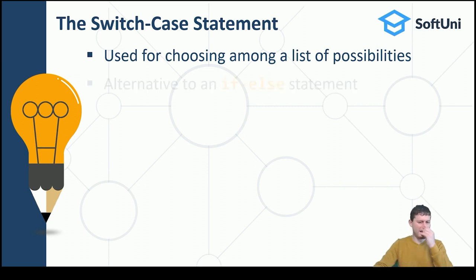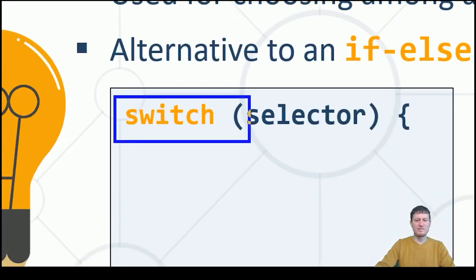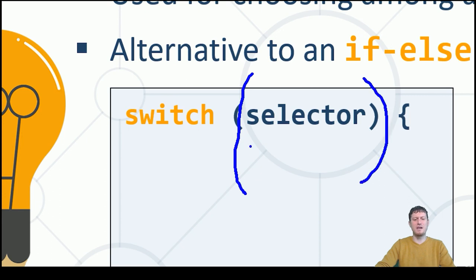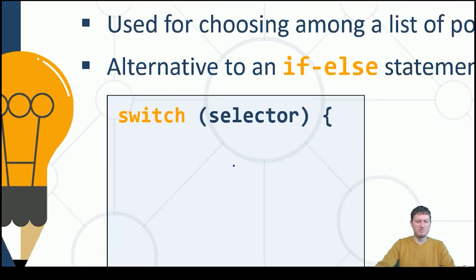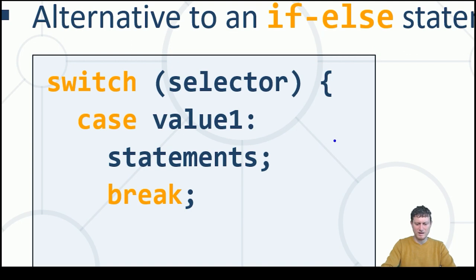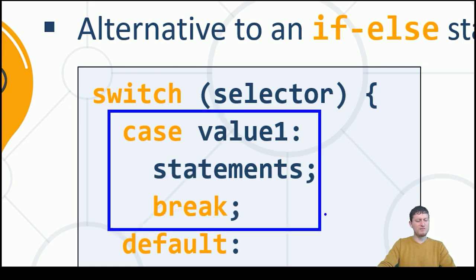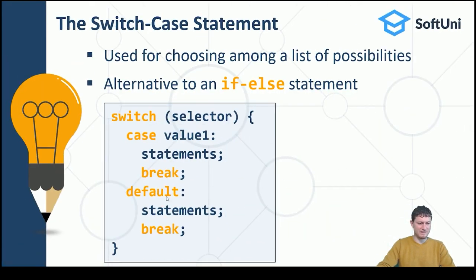It's used for choosing among a list of possibilities. Alternatively to if-else, we have switch. We write switch, and in brackets, we use the selector, which is an expression. For example, age. Switch of age. Okay, I cannot type this. Switch of age. And if the age is, for example, here, 20, do something. Break. Otherwise, check. We may have many such cases. Default: do something.